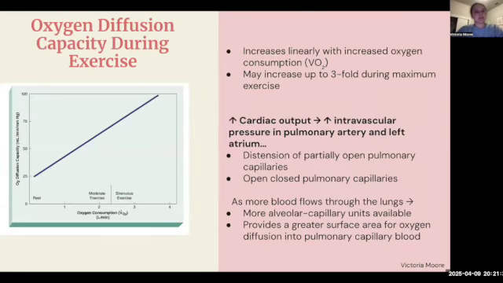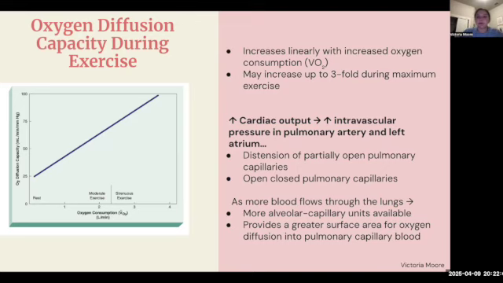Alrighty, slide 7. So oxygen diffusion capacity during exercise. As you intensify the exercise and your body demands more oxygen, the oxygen diffusion capacity in your lungs will also increase linearly with your oxygen consumption. So during maximum exercise, this may even increase to up to 3 times compared to your resting levels. So how does your body pull this off essentially?